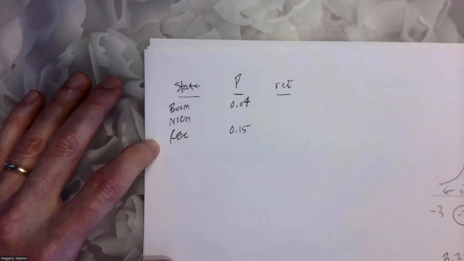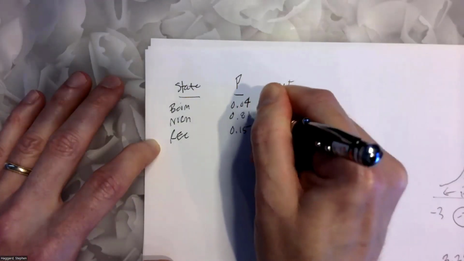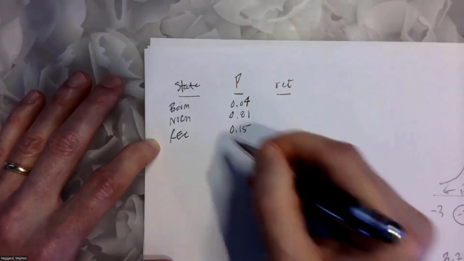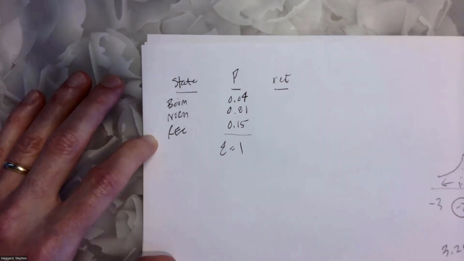How do we get it? Add 0.04, add 0.15, and then minus 1. Very good. So 0.15 plus 0.04 is 0.19. And so if I take 1 minus that, I get 0.81. And the reason she knew to do that is that all these things have to sum to 1.